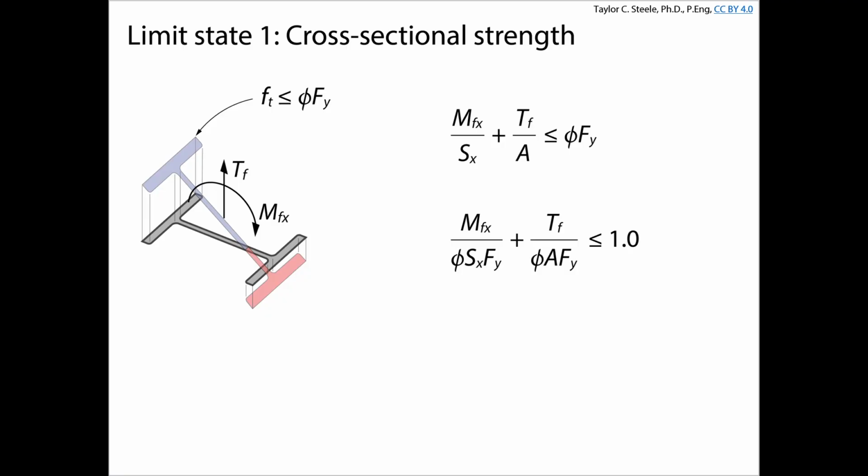If we rearrange some things here, I'm just going to take this and divide everything through by Fy. So on the right-hand side, I'm going to get 1. On the left-hand side, I'm going to get phi Fy times Sx, and phi Fy times A. That's kind of convenient for us because we've already talked about what phi Sx Fy is and what phi A Fy might be. As written there, phi Sx Fy, what does that represent in terms of things that we've already talked about in this course?